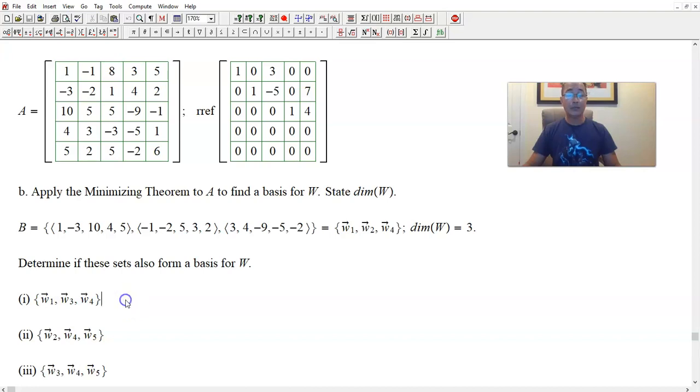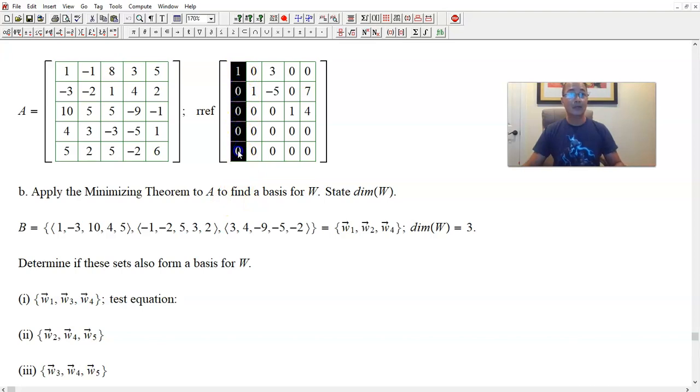Okay, so how are we going to check for independence? As usual, we will have a test equation. But our test equation is usually for W1, W3, and W4. But remember that any linear combination of these 3 vectors adds up to the 0 vector if and only if the corresponding columns in the REF, their linear combination, also adds up to the 0 vector. But these columns are a lot simpler.